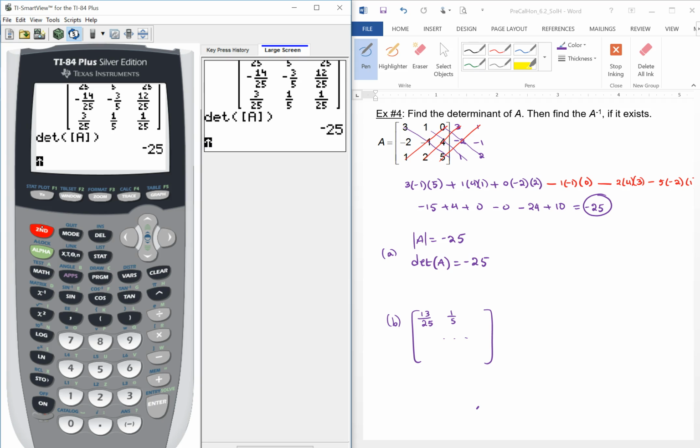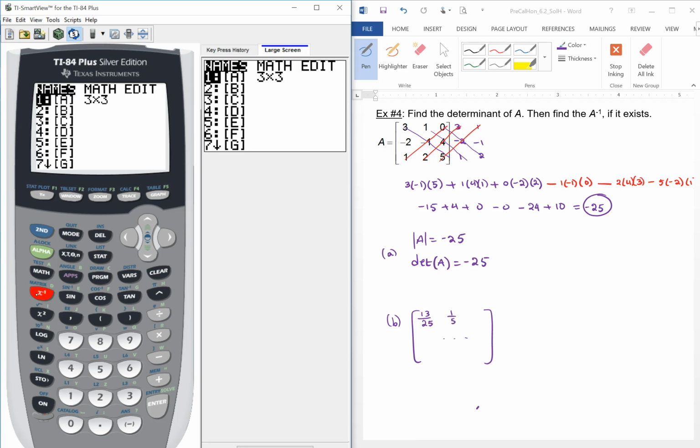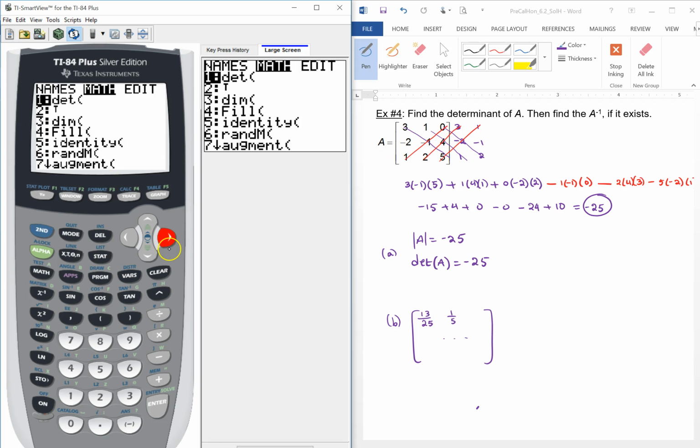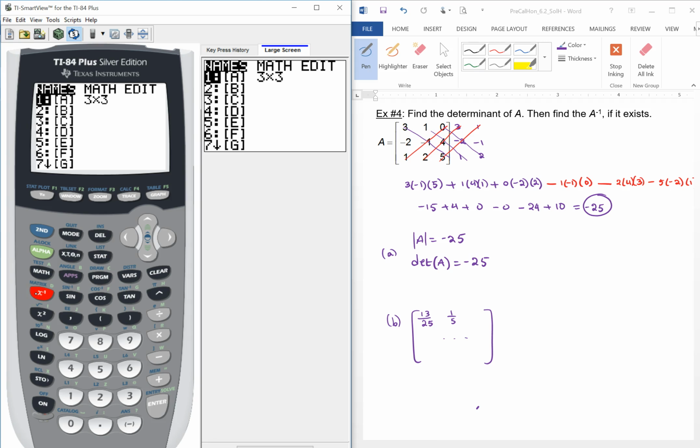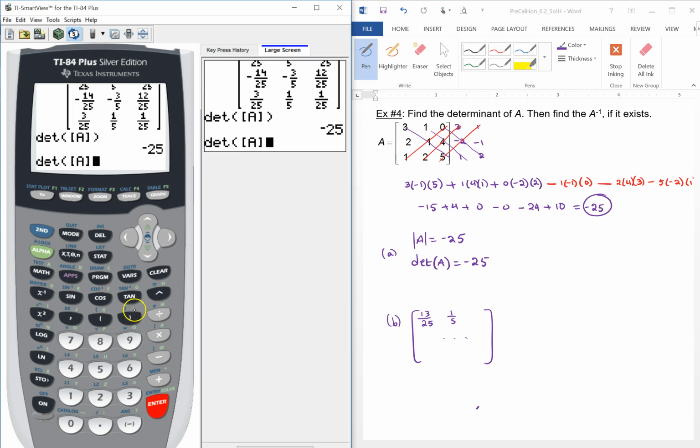One more time. Second matrix, the middle tab, if you just press right arrow one time, is DET, determinant. Enter. Now, you need to put in the matrix. So you do second matrix again to extract the name of the matrix. Select number 1. So just press enter. Close.